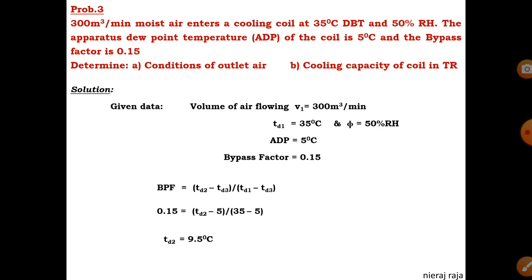Now you can mark these points. You can represent 35 degrees Celsius DBT, 50% RH as point number 1. Point number 3 you can mark as the 5 degrees Celsius ADP, dew point temperature of 5 degrees Celsius, and in between them you can locate point number 2, that is 9.5 degrees Celsius, the condition of the air which needs to be supplied to the room. Means you can simply say that air will come in at 35 degrees Celsius, it will be conditioned and reach 9.5 degrees Celsius, and the coil temperature was 5.